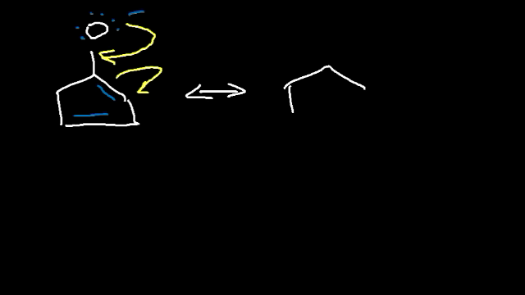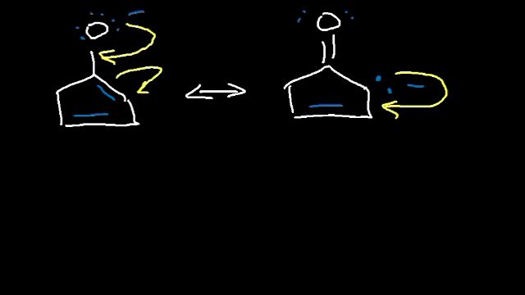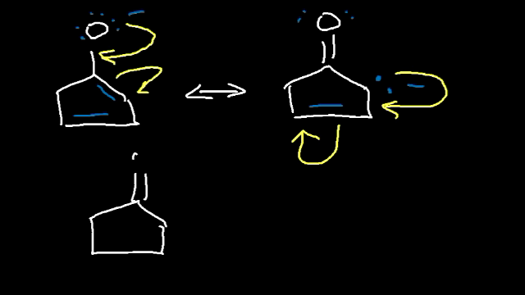So try this example. This oxygen can use a lone pair, and it's going to form a double bond, pushing a lone pair over here. And so this carbon now has a negative charge. And then this lone pair can be used to form a pi bond, pushing the negative charge off that carbon. And so now we have this structure.